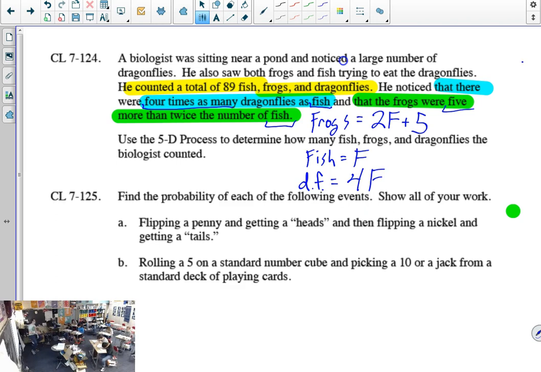Always ask yourself what's being referenced. What are they referring back to? Is that helpful? Yeah, but keep going. So then we know that all the animals together... How many F's were there? Sounds like we're trying not to say the bad words. So, how many F's do we have?